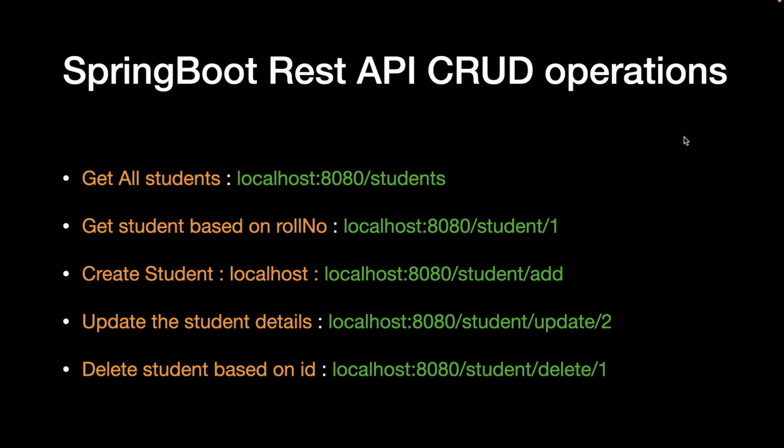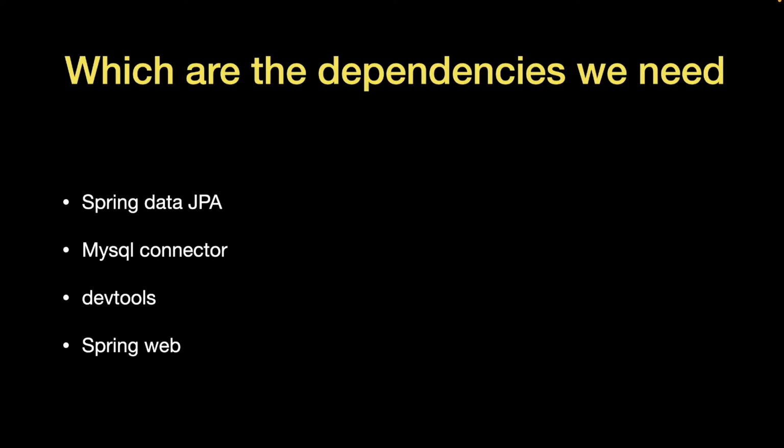So these are the CRUD operations and these are the REST points we are going to create today in our application. Now, which are the dependencies we need to create this project? See here, very first dependency we need is a Spring Web dependency. And why we need this dependency? Because we are creating Spring REST APIs, right?